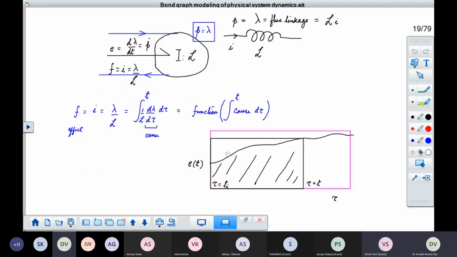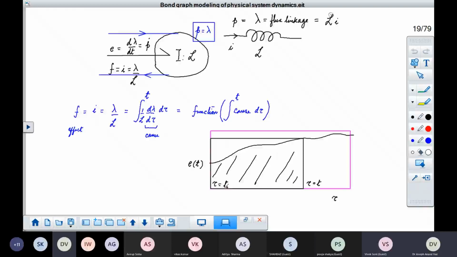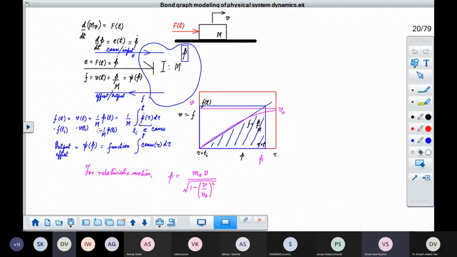Here, of course, we need not consider it to be linear only. It may be non-linear as well. We have taken it as a linear inductance though, but it can be non-linear as well. Here we have this example in Newtonian mechanics. You see, the momentum is directly related to the velocity. The state, which is momentum, is directly related to the output, which is the velocity. And it's a straight line relationship. That is in Newtonian mechanics.